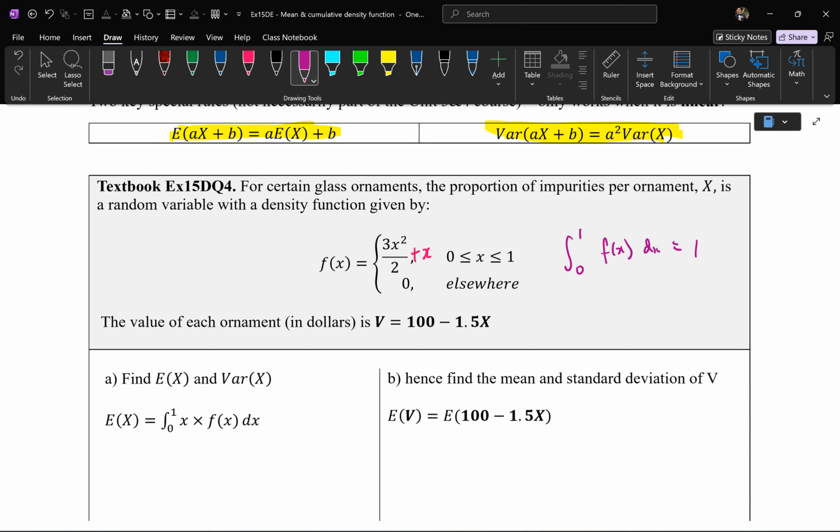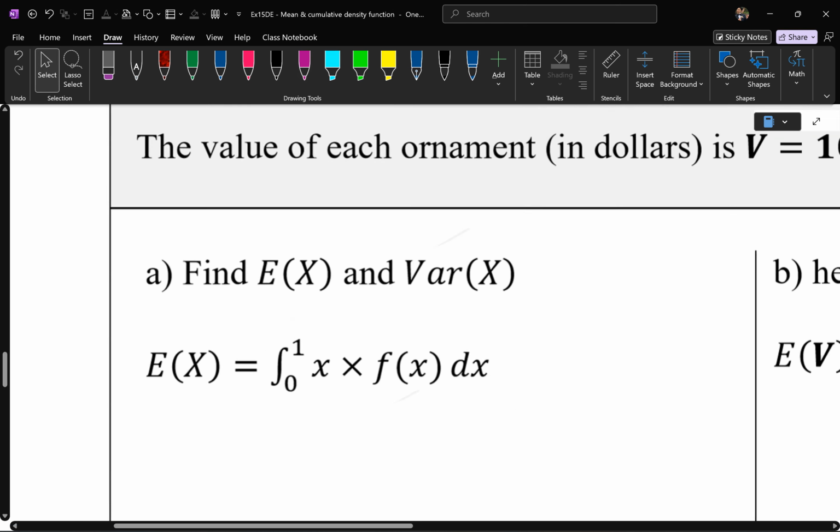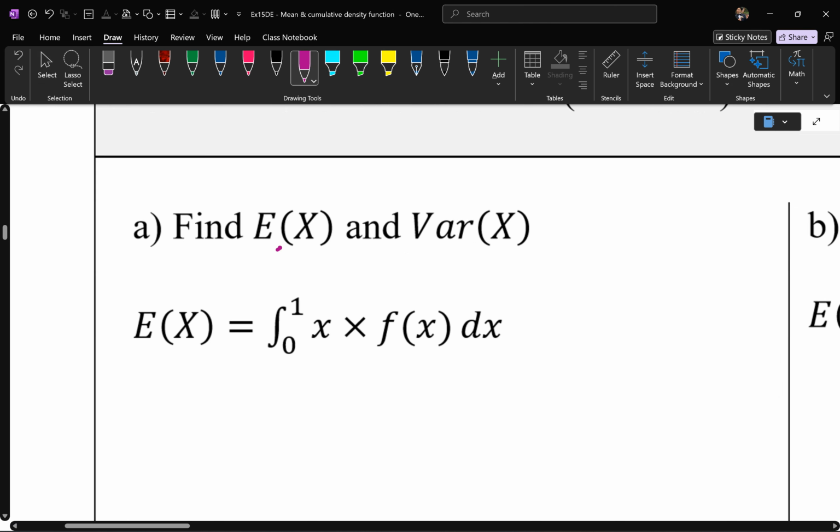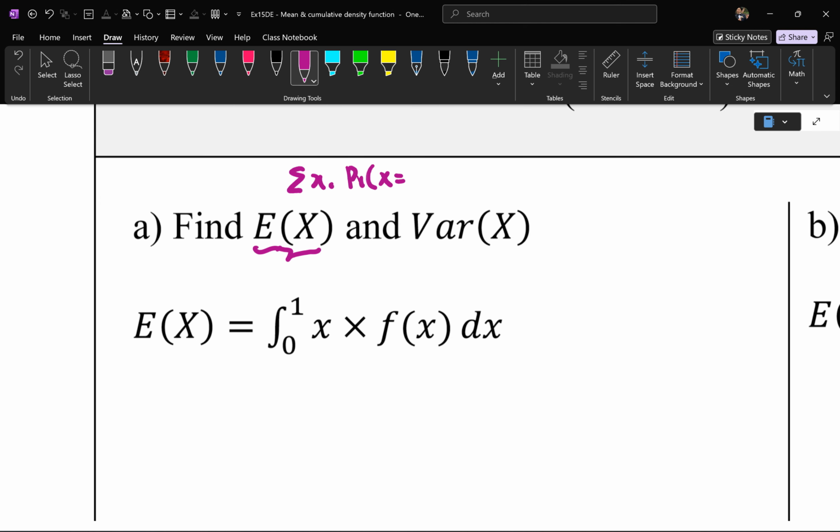Let's have a look at this one. So to find expected value, for those who have forgotten from our previous lesson, that is the sum of x times the probability of x equals little x. So according to that theory, we can do the same for continuous. That's why the probability of x equals x is actually the integration and then x times that. So let's work it out.